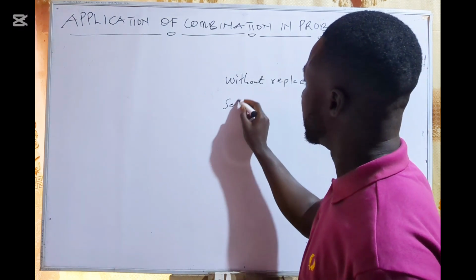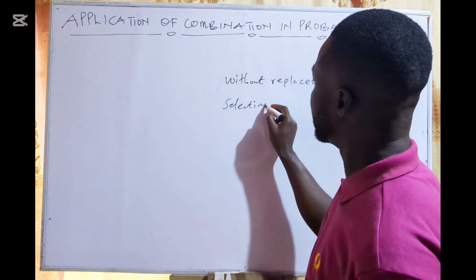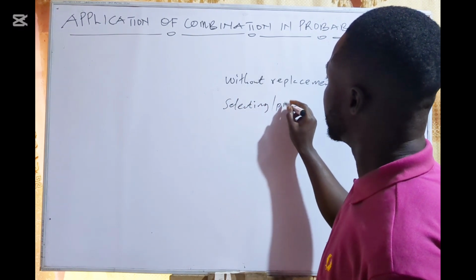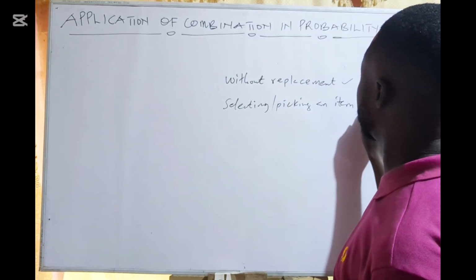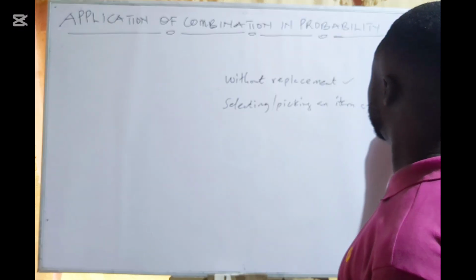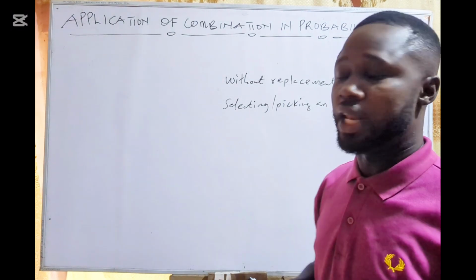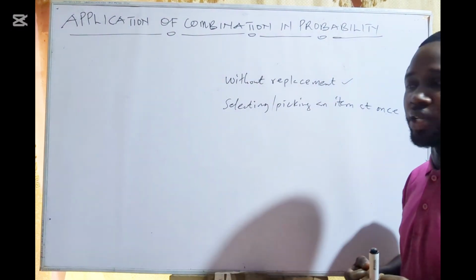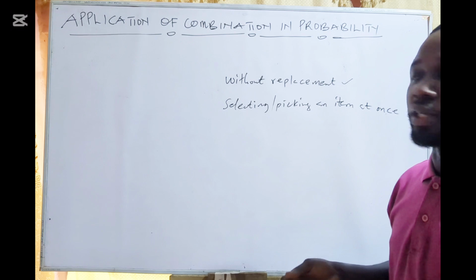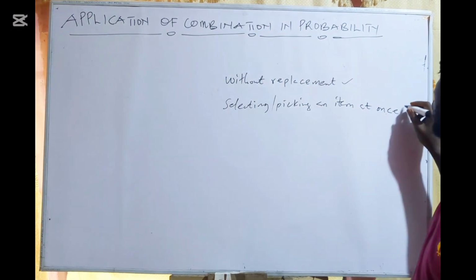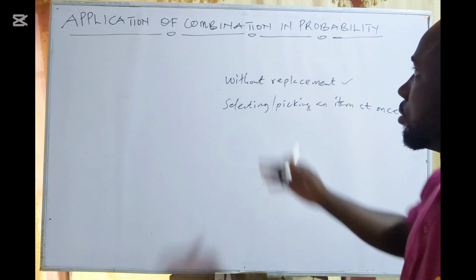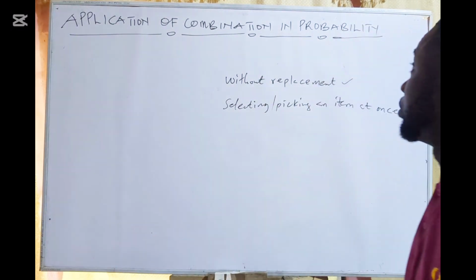Selection, or picking an item at once. Or selecting a number of items, you are taking all of them at once, or you are picking all of them. Then you can apply what? You can apply combination in solving such probability questions.